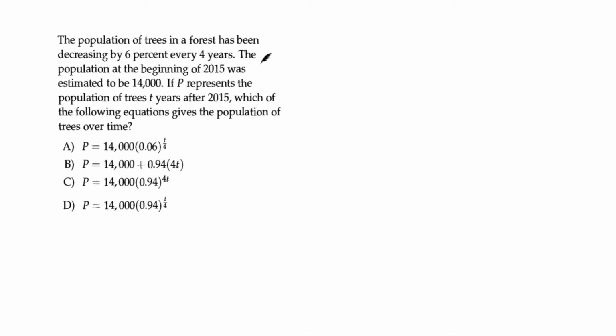Next question. The population of trees in a forest has been decreasing by 6% every 4 years. This is important. Every 4 years. See, I told you in this scenario t is greater than 1. You have a hint. It means that we will have our exponent as a fraction and not as an integer. The population at the beginning of 2015 was estimated to be 14,000. This is our initial count. If P represents the population of trees t years after 2015, which of the following equations gives the population of trees over time?